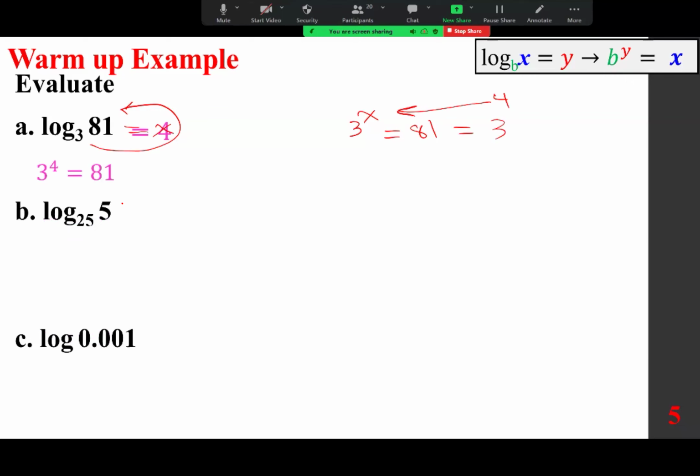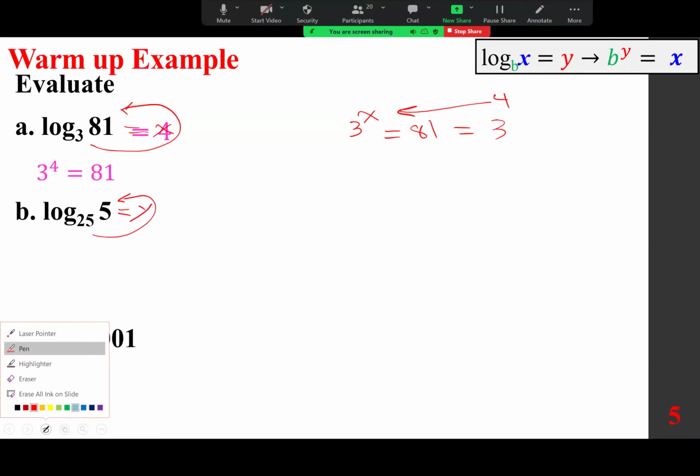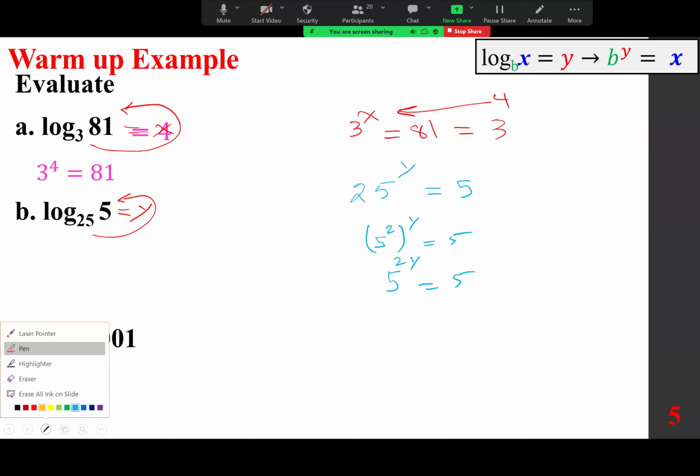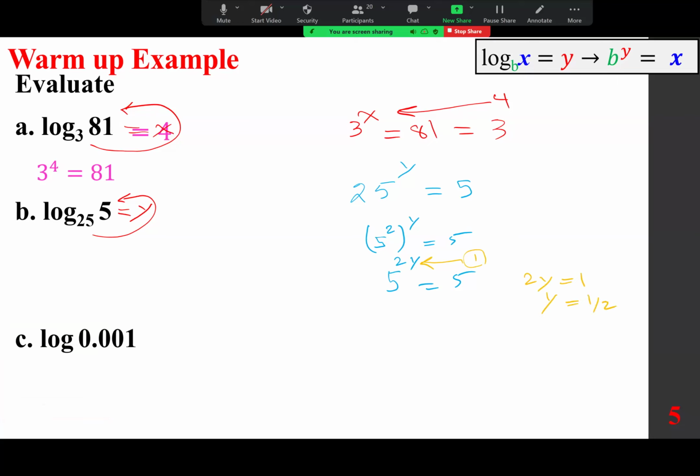What about log 5, base 25? Let's say it's y. And we are going to say 25 to the power of y is 5. 25 is 5 squared, so 5 to the power of 2y equals 5. The right side has no exponent, so the exponent must be 1. 2y equals 1. Y equals 1/2. Or 25 to the power of 1/2 is 5.